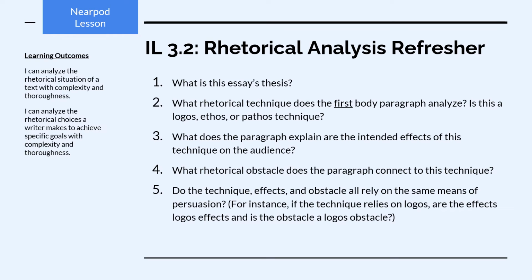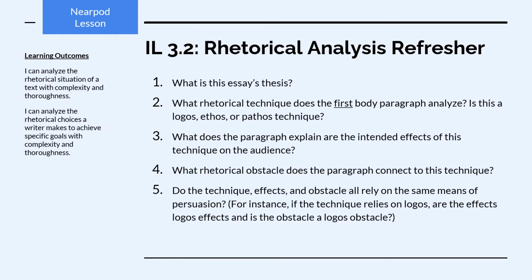Number 4, what rhetorical obstacle does the paragraph connect to those effects? Well, it says towards the end of that first body paragraph that the activists in Kelly's audience are likely from middle and upper class households. And so that's the rhetorical obstacle here: there's a gap between the audience's experiences and the sort of things that the writer's talking about, because her audience are not the kind of people who are directly affected by this issue.